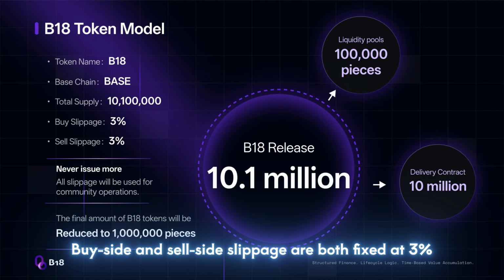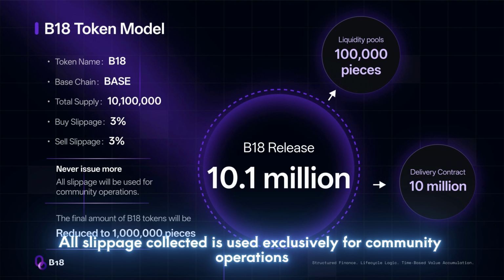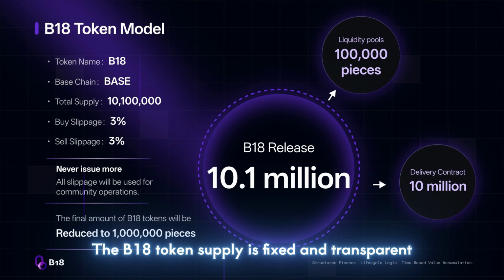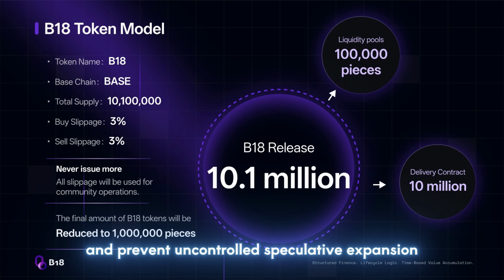Buy-side and sell-side slippage are both fixed at 3%. No additional token issuance will occur. All slippage collected is used exclusively for community operations, rather than individual rewards or incentives. The B18 token supply is fixed and transparent, with liquidity intentionally limited to maintain system discipline and prevent uncontrolled speculative expansion.